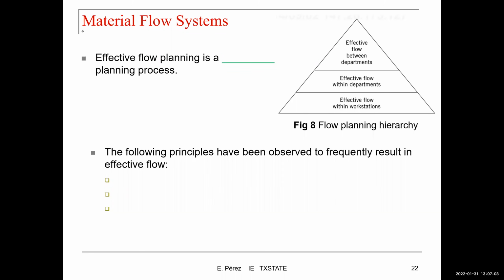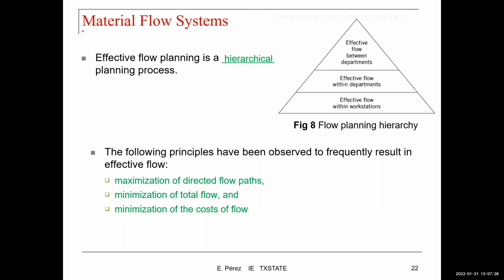So the effective flow planning is a hierarchical planning process. So the hierarchy is here in this triangle. You start with the effective flow within workstations, then you move to the next level, which is the effective flow within departments, and then you move to the next level, which is the effective flow between departments. The following principles have been observed so frequently result in effective flow.